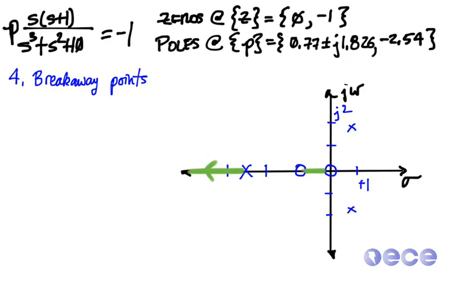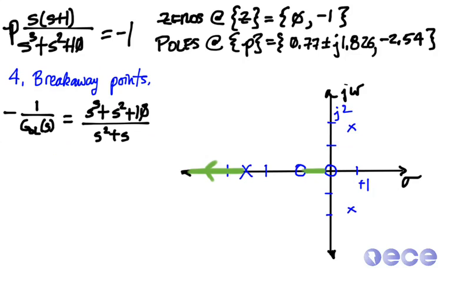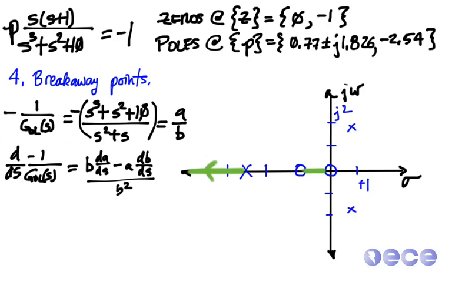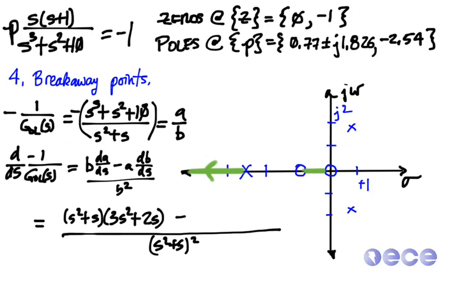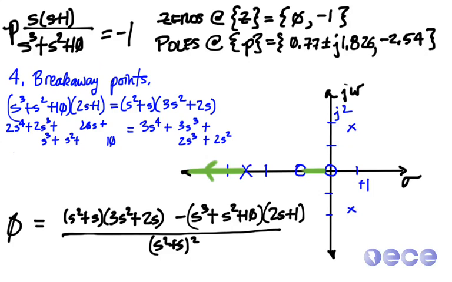So where's our breakaway point? Well, to calculate the breakaway point, we create this imaginary function minus 1 over GOL of s, and we take its derivative with respect to s. So we can go ahead and do that. We get some quotient a over b. You guys know how to do this because you've all had calculus. Solve for 0.